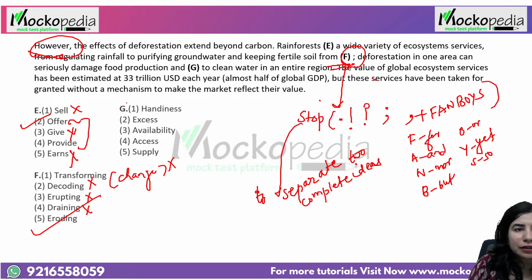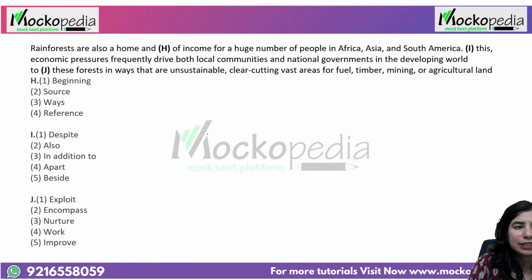Deforestation in one area can seriously damage food production and dash to clean water in entire region. To damage kar raha, to yani ki clean water ko bhi hum avail nahi kar payenge. Handiness fit nahi karega, access nahi fit karega, and availability will again not fit. Access matlab you are not able to reach out, so fourth will be the correct option, right? So I'm sure we are sorted with these three blanks also. Let's further proceed, try these, and then we will move to the next set, of course, after discussion.